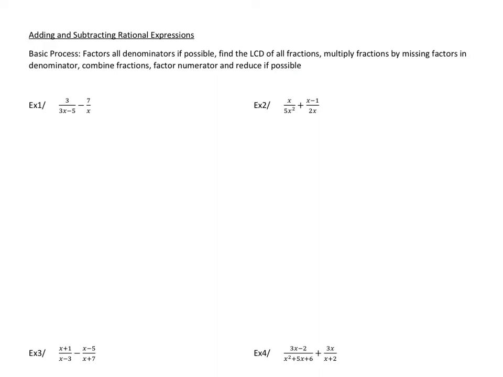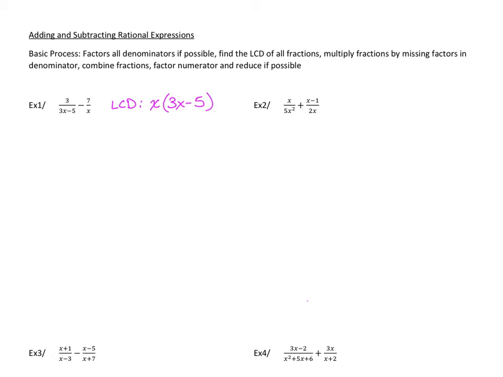Let's take a look at number 1. For example 1 here, we have 3 over 3x minus 5 minus 7 over x. Now most of the time with these adding and subtracting rational functions, the least common denominator will just end up being the product of the two. And you can think of it like this. The LCD here will be x times 3x minus 5.